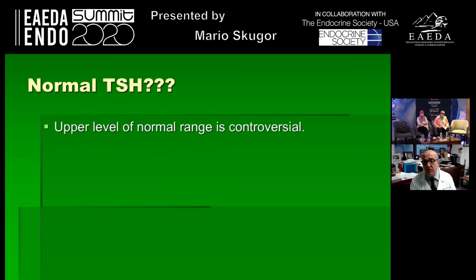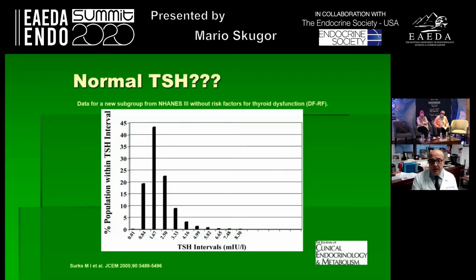Now the upper limit of the normal range is controversial, and I'll show you why. This is a plot of the TSH values for the people in NHANES 3. Those are healthy people with no known thyroid disease, and they looked at their TSHs. As you can see, these values are not normally distributed. They're skewed, and there are more people toward the lower end of the range. You can see 1.67 was the group that had the most people. And a very small number of people are over 3.3 over here.